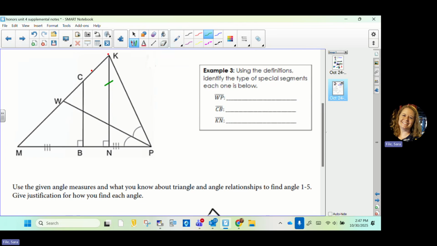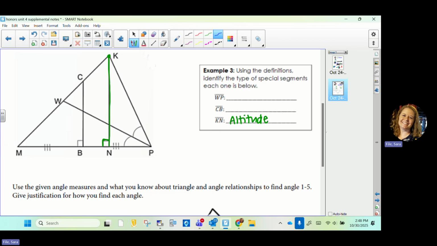In this example, this one has some different ones, some of the same, some different. So there's another altitude. We go from a vertex to the opposite side at a 90-degree angle. That is an altitude. So in this one, KN is the altitude.